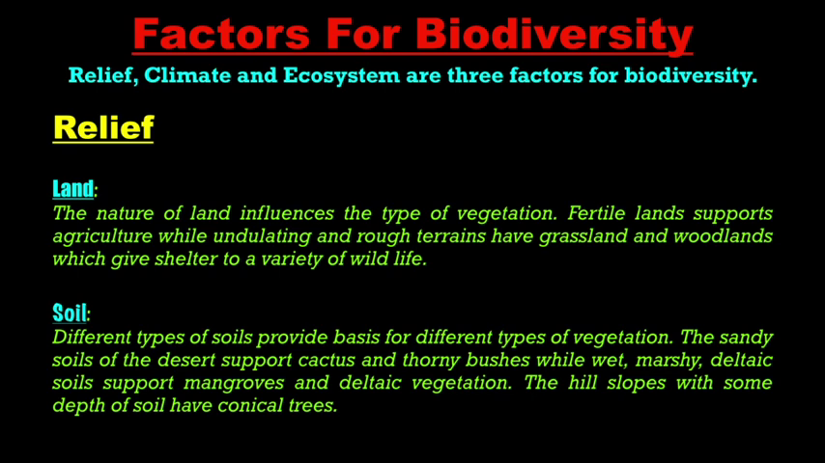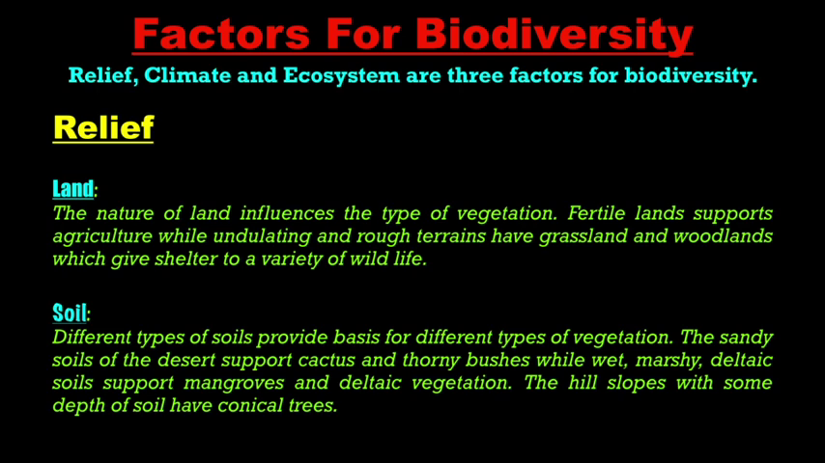So, the factors for biodiversity. There are three factors. They are relief, climate, and ecosystem. Let us see them one by one. First, the relief. In relief, the sub-factor is land. The nature of land influences the type of vegetation. The fertile lands support agriculture, while undulating and rough terrains like mountains have grassland and woodlands which give shelter to a variety of wildlife.